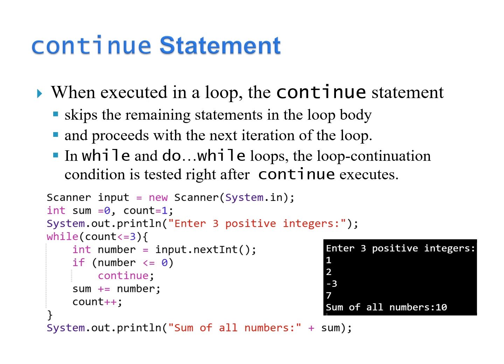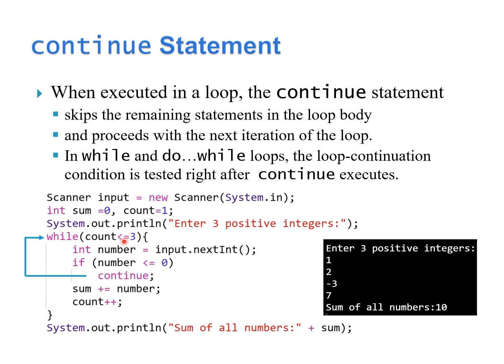Another statement that can change the flow of control of a loop is the continue statement. When executed in a loop, the continue statement skips the remaining statements in the loop body and proceeds with the next iteration of the loop. In while and do while statements, the program evaluates the loop continuation test immediately after the continue statement executes.